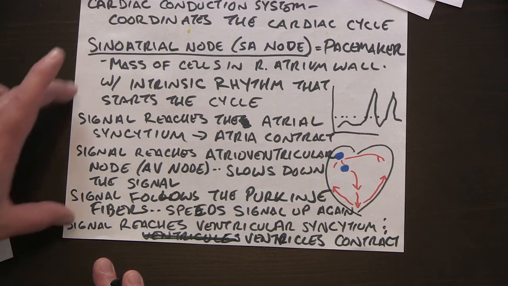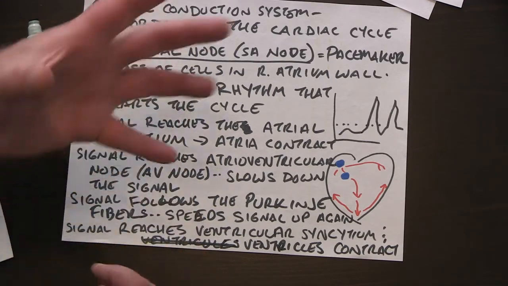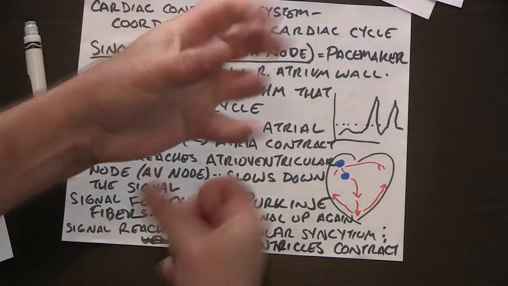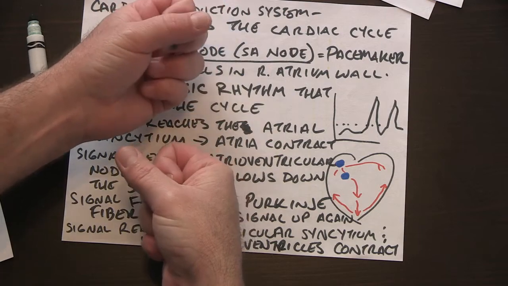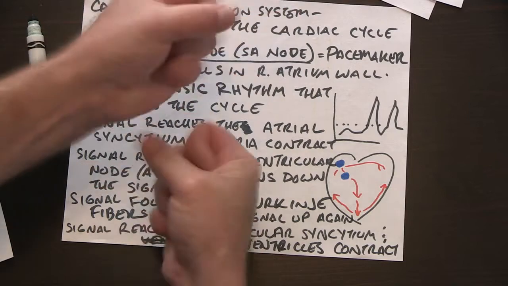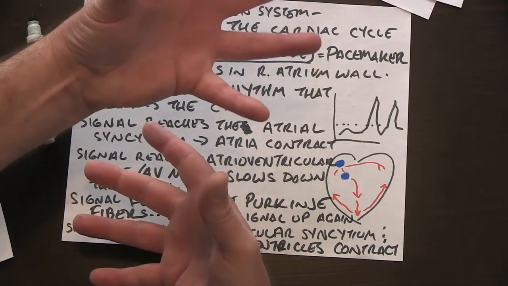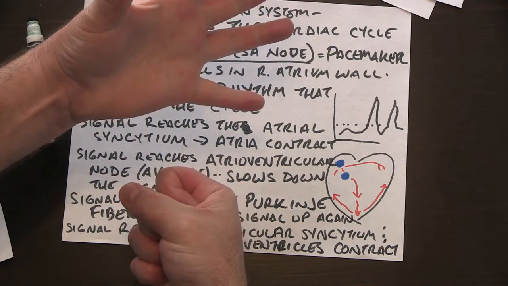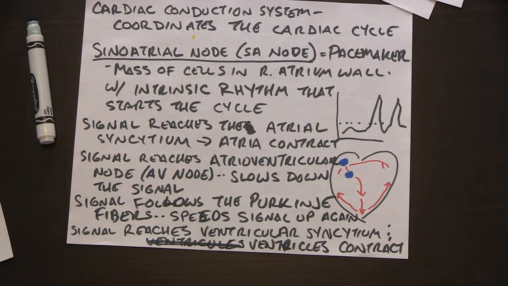So what this does is it allows the heart to beat in the pattern that we want: atria, ventricles, atria, ventricles, atria, ventricles. If the signal didn't slow down and then speed back up again, it would be atria ventricles, atria ventricles, and the blood would just get pushed nowhere. We need to push it from the atria down into the ventricles, and then back out of the ventricles, so that it flows in the right pattern. This slowing down allows that to happen.